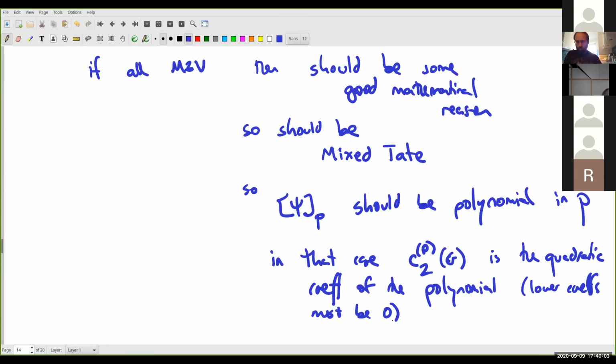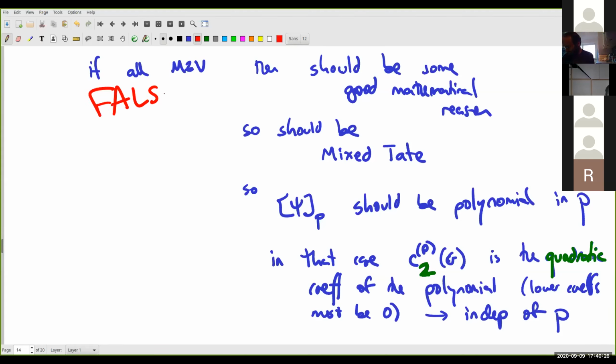That's the 2 in C2. So in particular, it would not be dependent on P. So it's just a constant. Okay, but this is all false. So if they're all multiple zeta, it's false that they're all multiple zeta values, right? This is not true. All multiple zeta values is false.